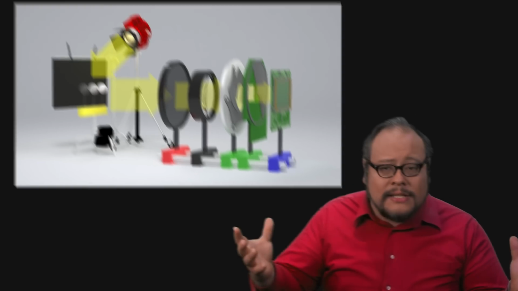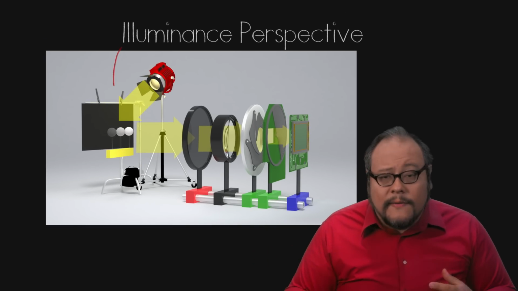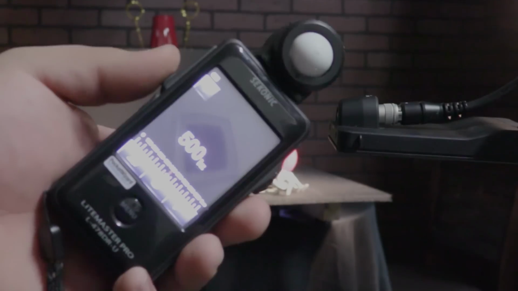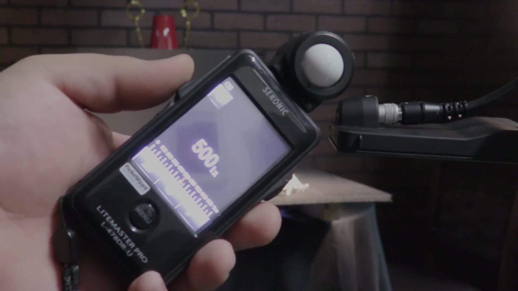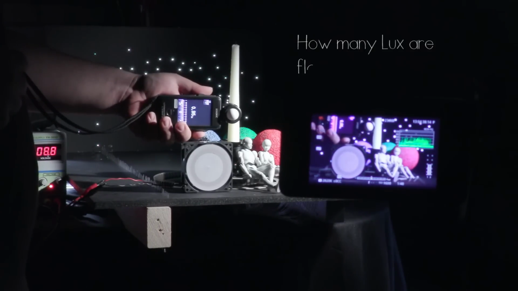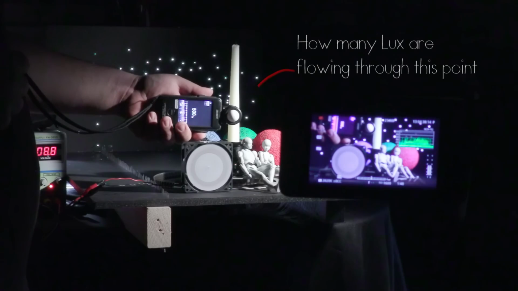So far, we've been determining the exposure from the scene luminance. Now let's look at it from the illuminance side. That is, judging the exposure based on the lights that are in the scene. For this, we turn our light meter into an incidence meter. Instead of candelas per square meter, we now measure in lux. When we take a reading, we are asking how many lux, that is, how many lumens per square meter, are passing through this point in space.